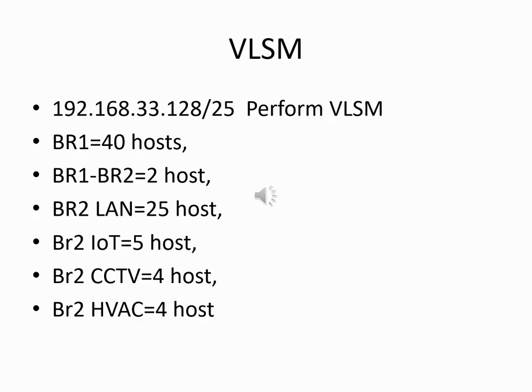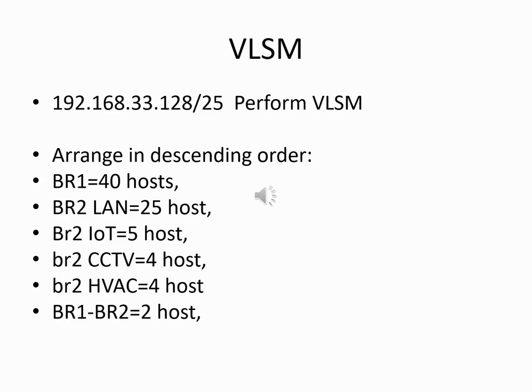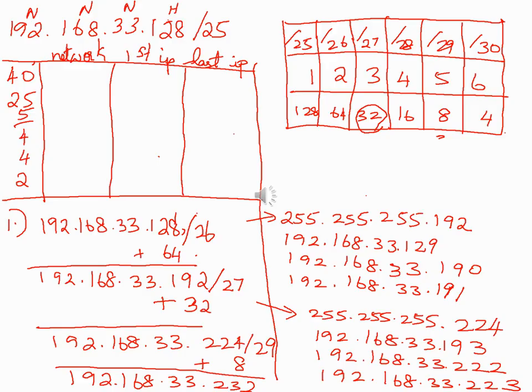So let us see how we can start solving VLSM. How to perform VLSM? The first step in VLSM, as we already mentioned, is to arrange in descending order. The highest number of host requirements should be listed at the top. For example, we have arranged it as 40, 25, 5, 4, 4, 2. This is how we have to start doing the VLSM sum. So this is the first step.